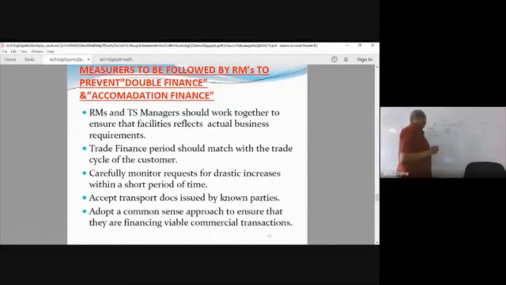Now, what is the trade cycle of this customer? Come on. Four months. Right? It takes 1 month to import the goods. Then it will take another 2 months to prepare the end product, and then to export it and to receive the money after 1 month. Right? 4 months.